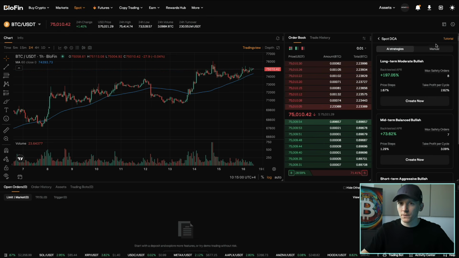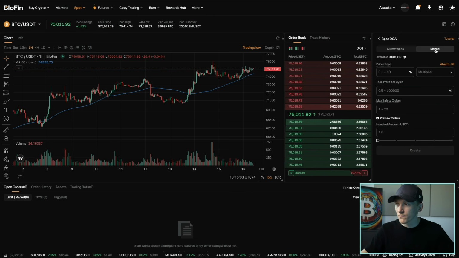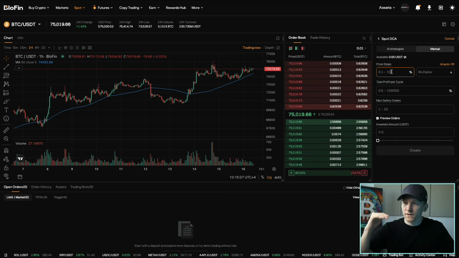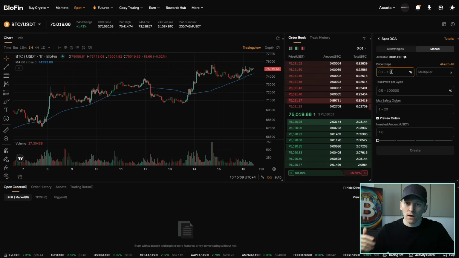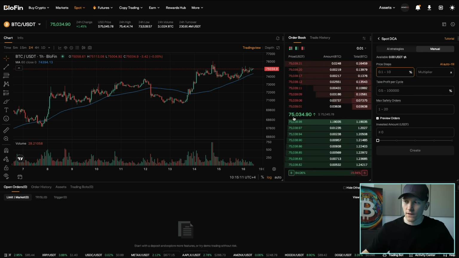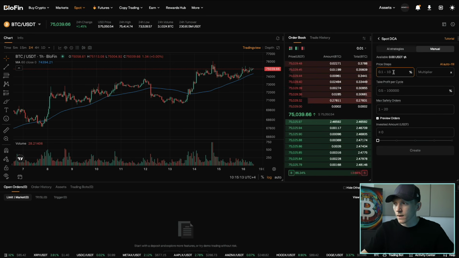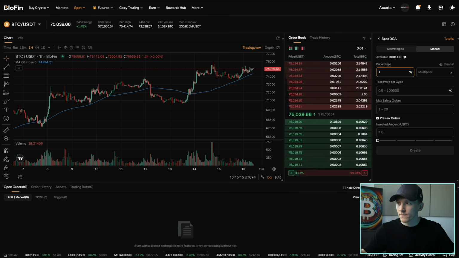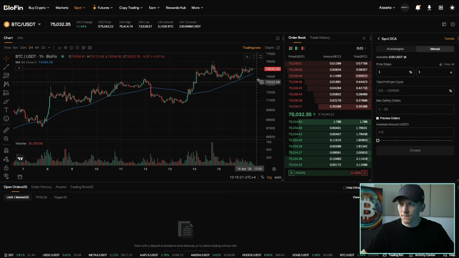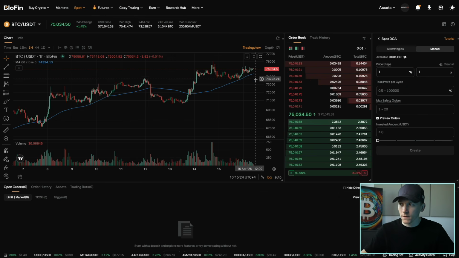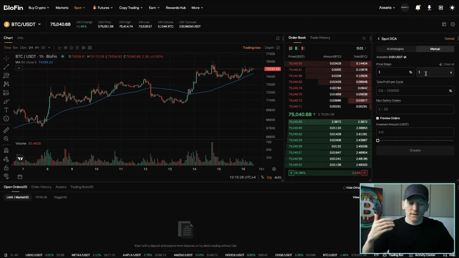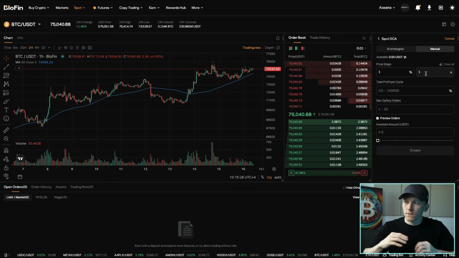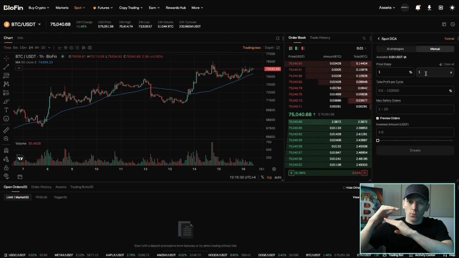So if we go to manual here, I'll show you how to do it yourself. So what we have is price steps. These are the differences in your buys. So let's say that we start the current bot and the price is currently 75,000. That's fine. We can start the bot there. And let's say that the price steps are 1% or something like that. And the multiplier, let's put 1. Now, what that means is the price steps down, the limit orders are going to be 1% apart. The multiplier, that is the difference between the percentage moves, right? So you can have fixed 1% moves.